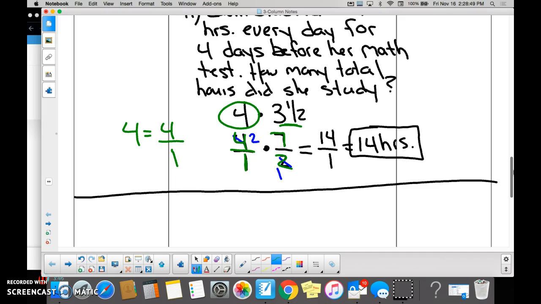So then 4 over 1 times 7 over 2, there was some cross-reducing here. We got 14 over 1, which is an improper, and the answer was what? 14 hours. Any questions?